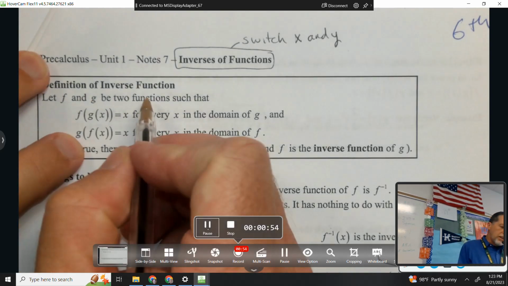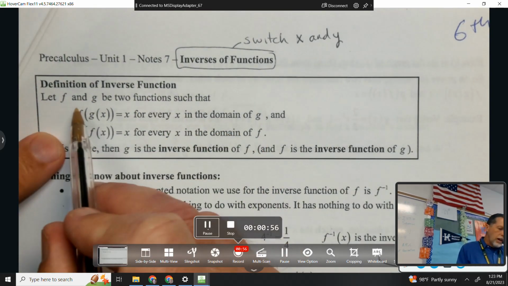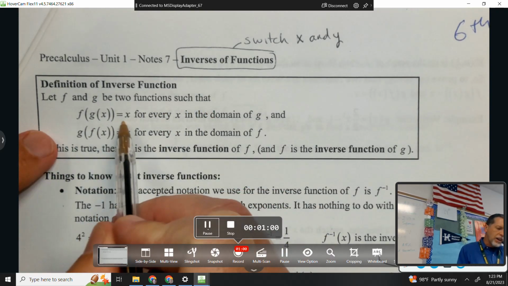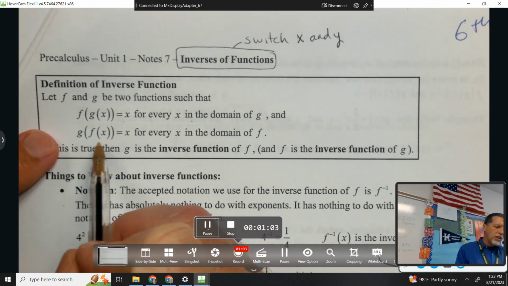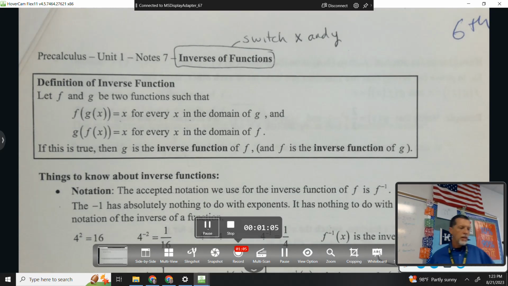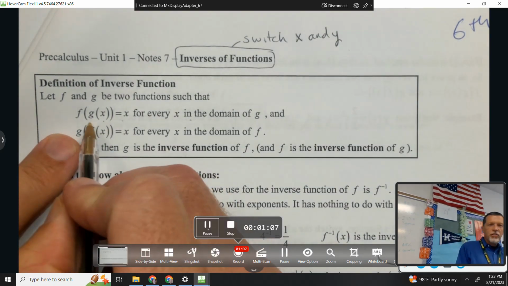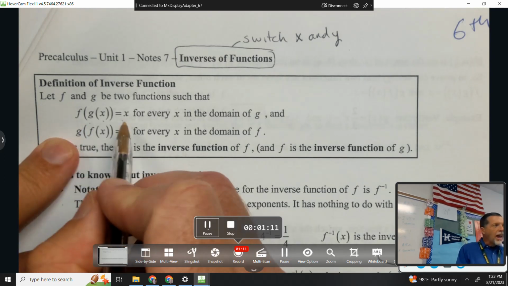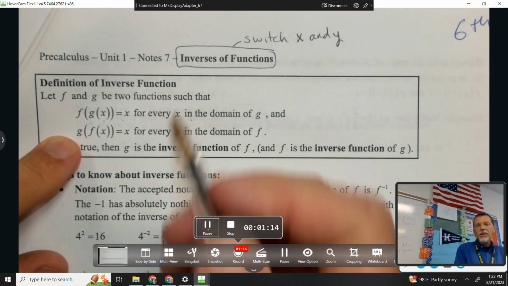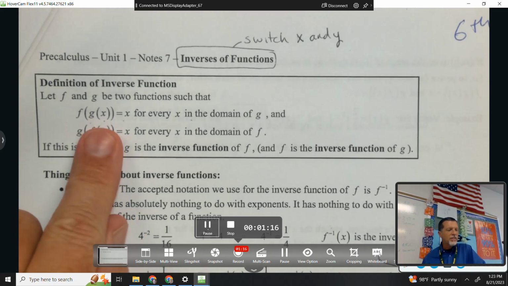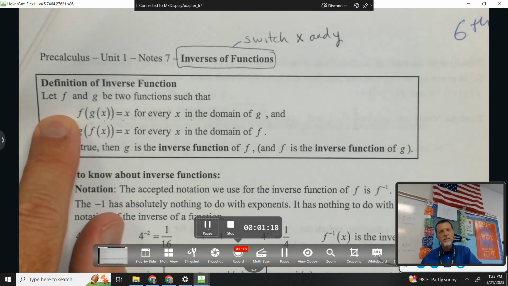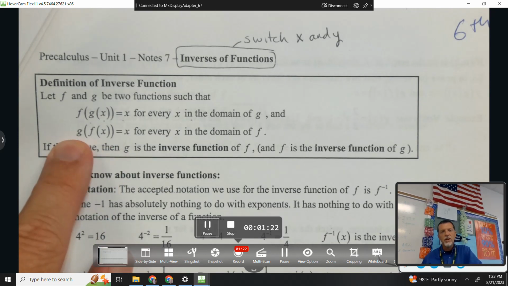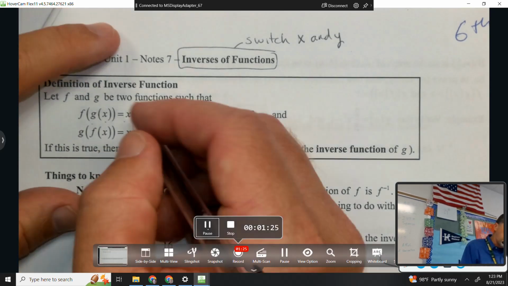So first, a definition. Let f and g be two functions such that f of g of x equals x for every x, and g of f of x equals x. That means if you plug x into g and plug that answer into f, you get x back out. That's why they're called inverses. They undo each other. Whatever g does, f undoes, and you're back to the original. Or you can do it the other way: whatever f does, g undoes.